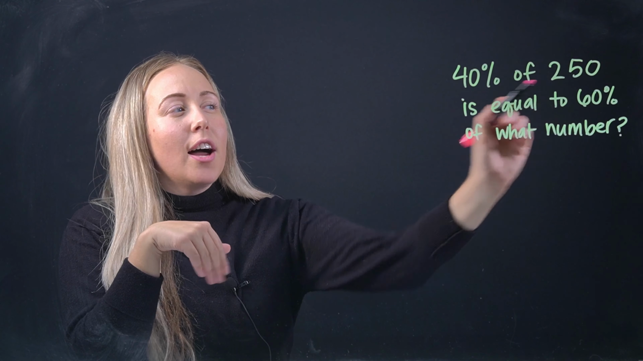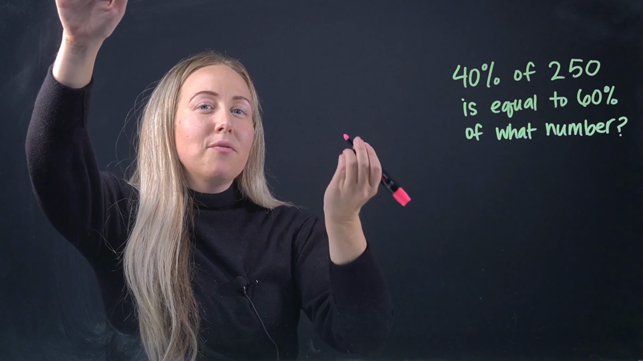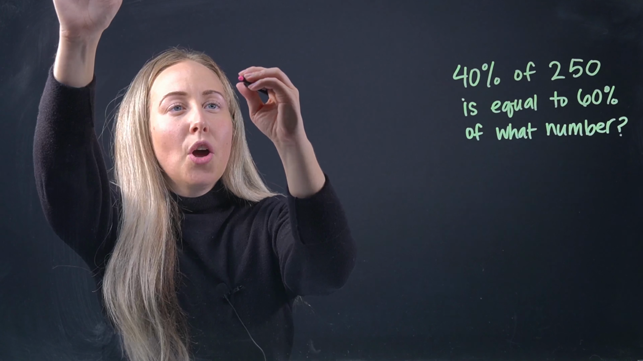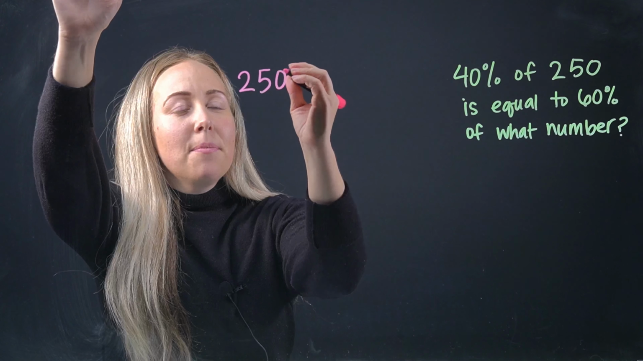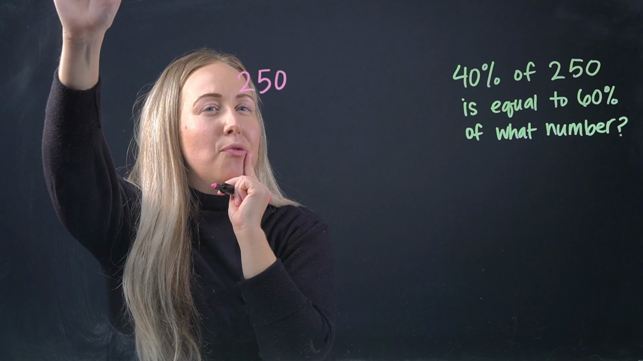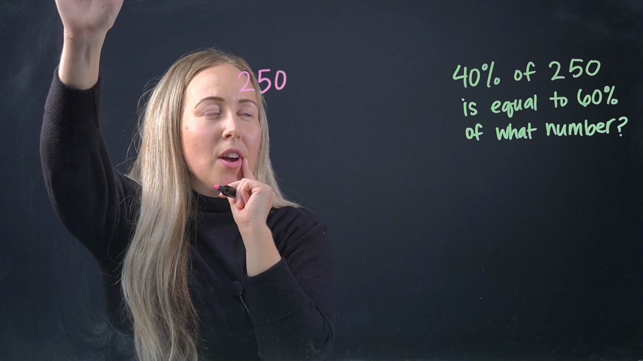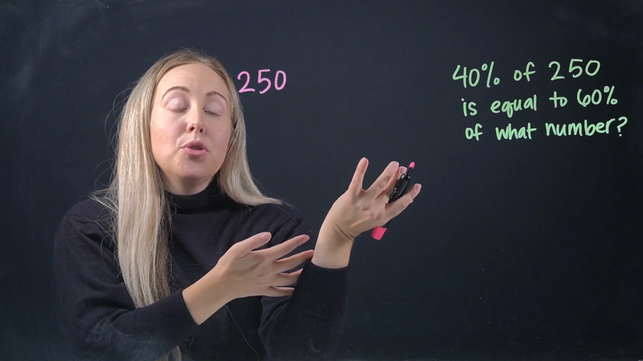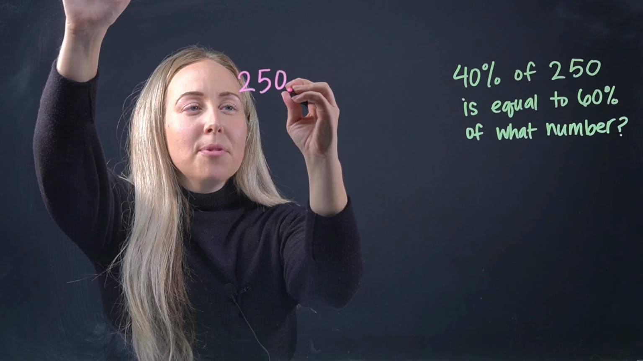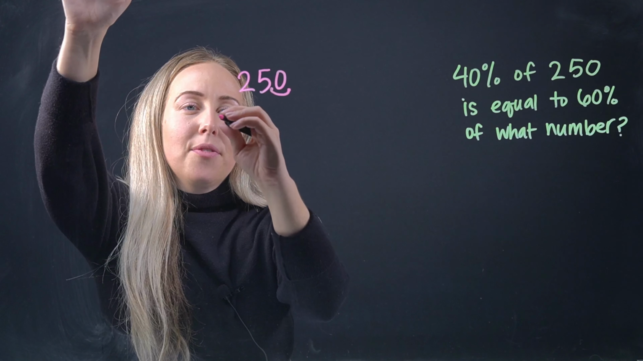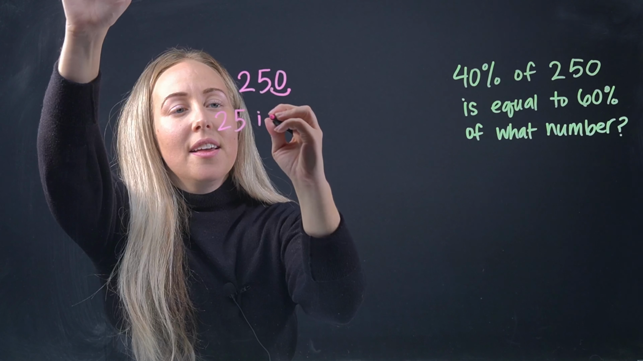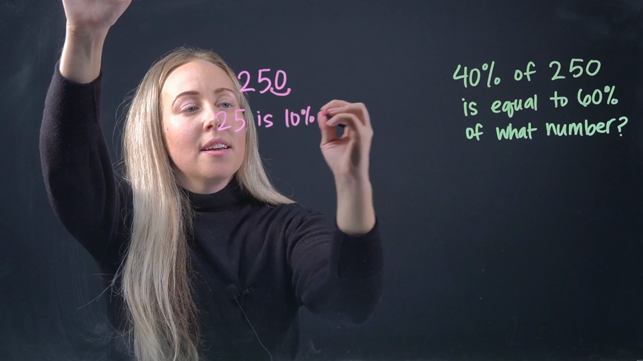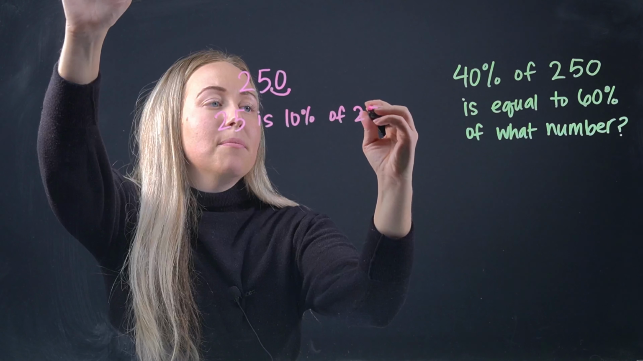Let's start with the first line, 40% of 250. In order to find 40%, I'd like to first find 10% of 250. To find 10% of a number, we move the decimal one place to the left. So we know that 25 is 10% of 250.